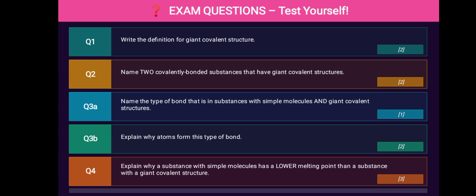Question number 4 is the most important one. In this they are asking you to explain why simple molecules have a lower melting point and giant covalent structures have a higher melting point. It's a very important question. Now you just have to pause the video and try to write your answer by yourself. You can take your time, like 8 to 10 minutes, but try to write it in the correct form.